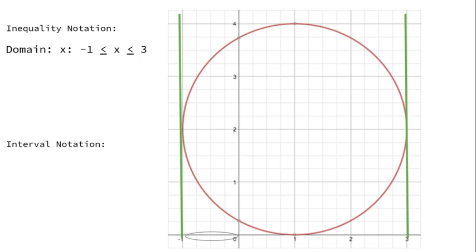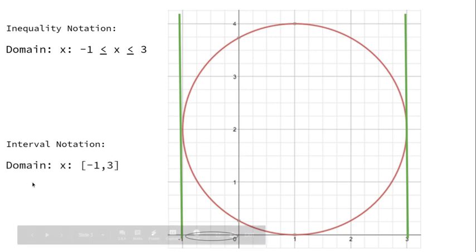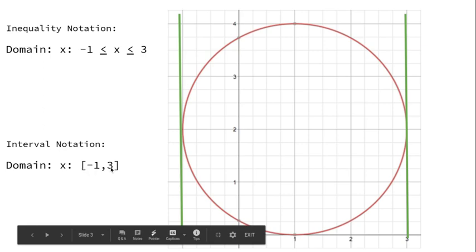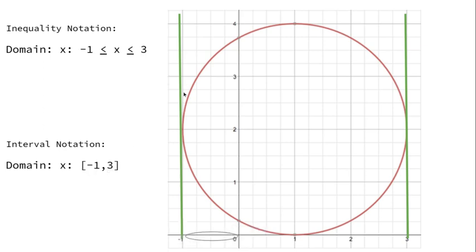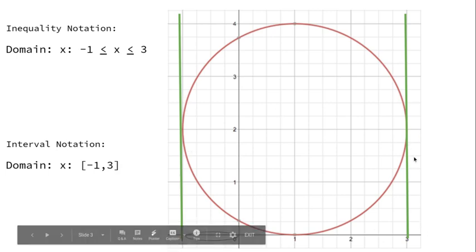And so what's a good idea to do is to write the variable with a colon, just like you did up here with the domain for inequality notation, just to indicate whether you're talking about the domain or the range, because again, the variable is not listed within the interval notation. So for the domain for this one, we still use the same endpoints, the -1 and the 3, but we just simply put them inside of the brackets, separating them with a comma. So our graph goes from -1 to +3 on the x-axis.